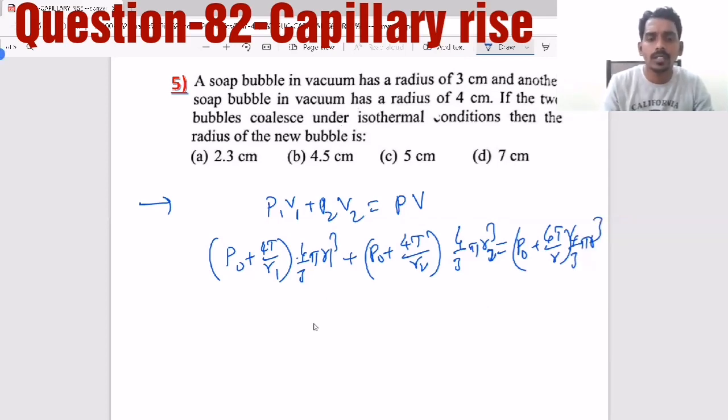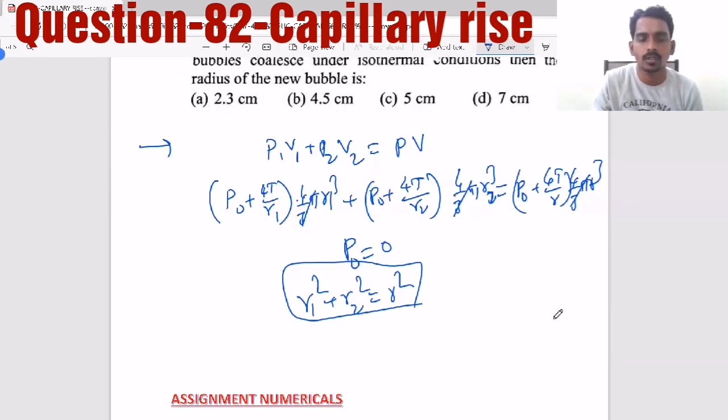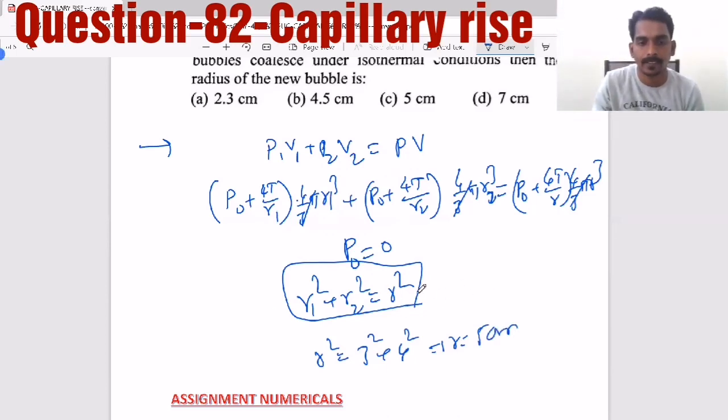See here, inside the vacuum they are telling, so there is no atmosphere, P naught is 0. So if you calculate, 4 by 3 pi cancels, P naught becomes 0, 4T cancels. So R1 square plus R2 square equal to R square. This is the general formula. If there is no vacuum, generally, then you can take volume remains constant. But if this is isothermal condition in vacuum, they said, so you have to take like this. So R square will become 3 square plus 4 square, which implies R will become 5 centimeter. You can remember this like a formula also.